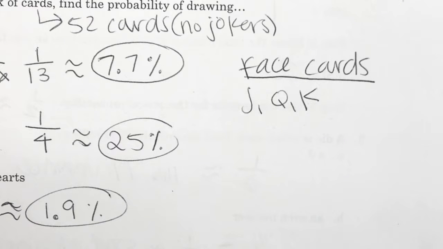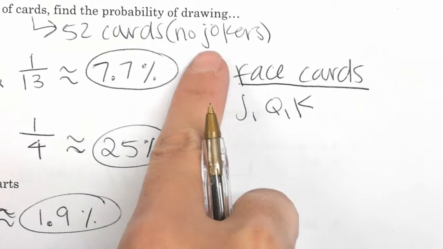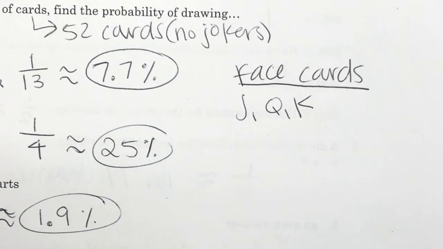There's 4 of each, yeah. So there's 12 face cards in a deck. We're not dealing with jokers. So only Jacks, Kings, and Queens, so there's 12 face cards in a deck, because there's 4 of each.